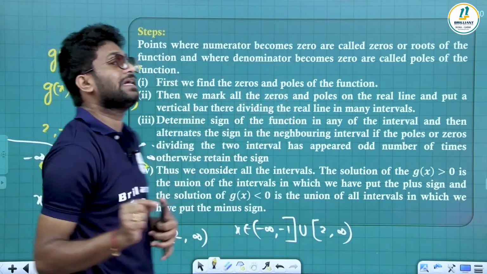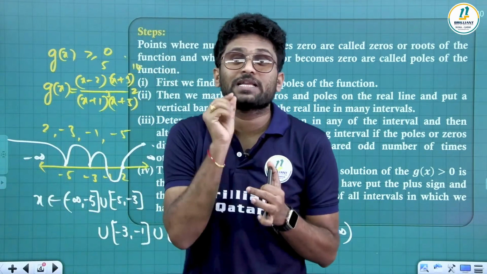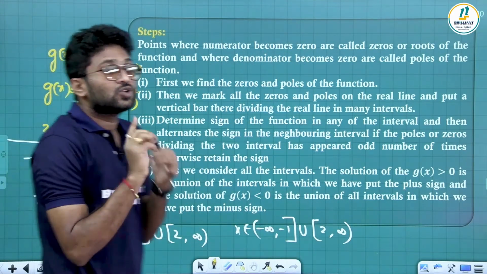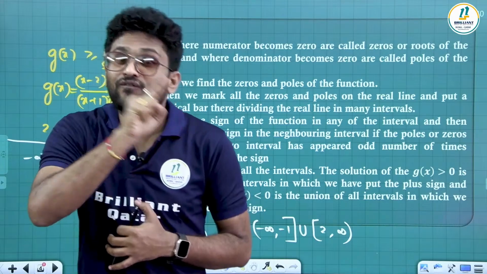Denominator poles shouldn't be included in the solution. That means the denominator poles, these -1 and -5, should never be included in the solution.